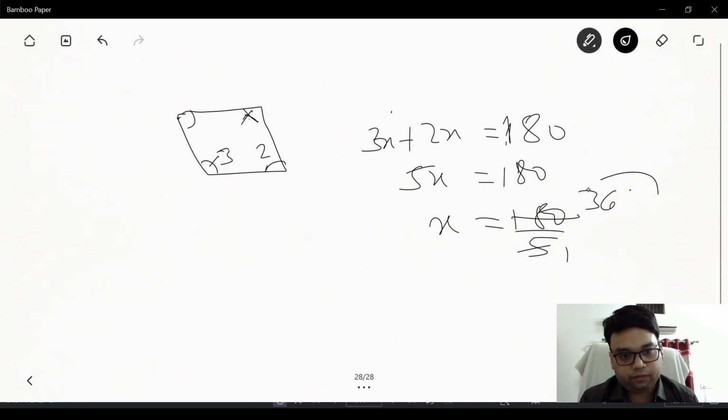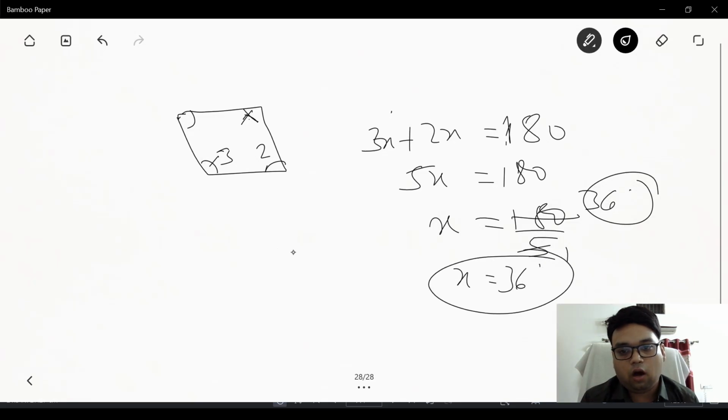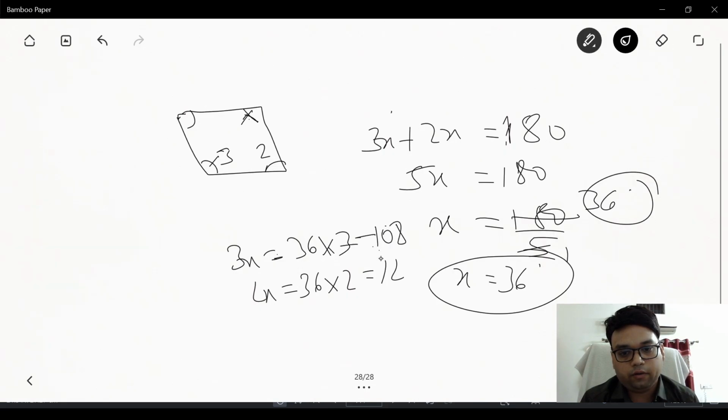36 degree. Yes, I am right. 5 3 15, 3 0 30, 5 6 30. So 36, x will be equal to 36 degree. Now 3x will be equal to 36 cross 3, and 2x will be equal to 36 cross 2, 72, and this one is equal to 108. Is it as simple as possible?